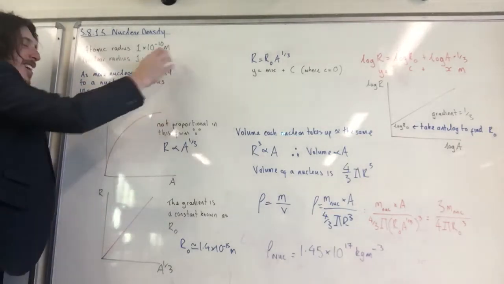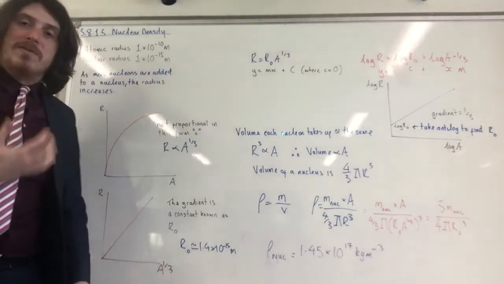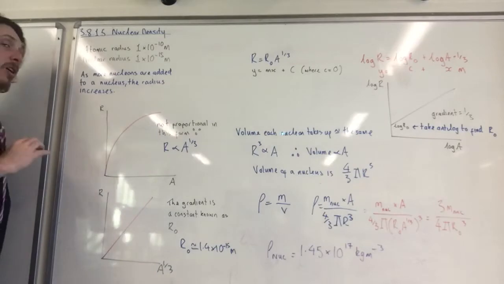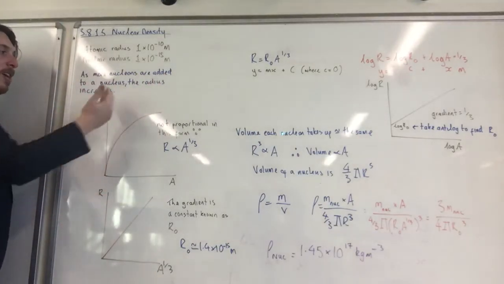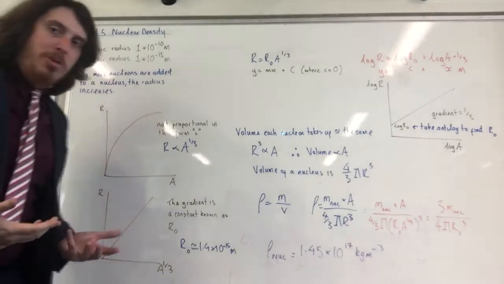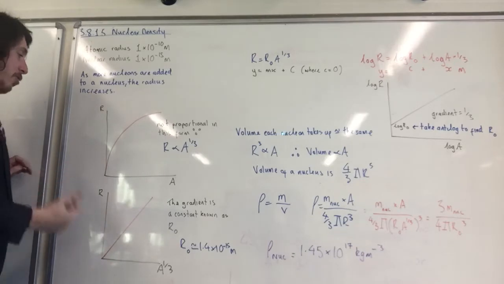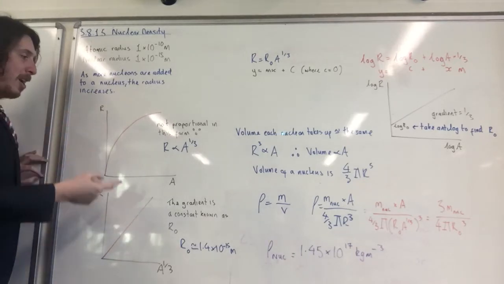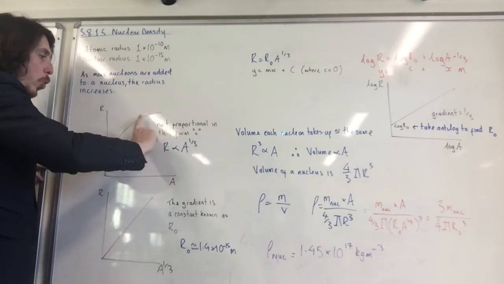But what that doesn't take into account is the amount of nucleons that there are in the nucleus, and that's something that we need to think about. Because common sense would tell us that as we add more nucleons to a nucleus, the radius would increase, because there's more nucleons in there, right? So, if we plot this as a graph where we did the radius against the number of nucleons, we get a graph that does this.